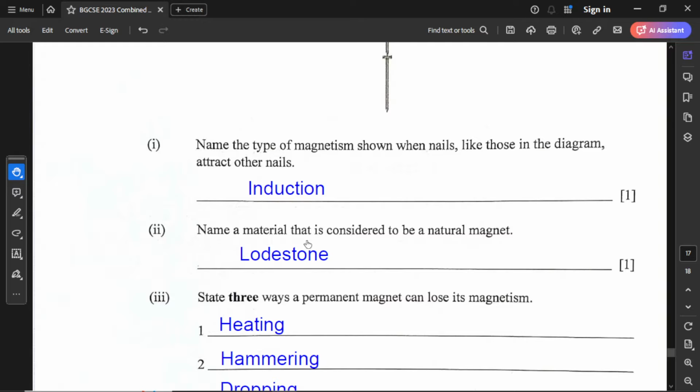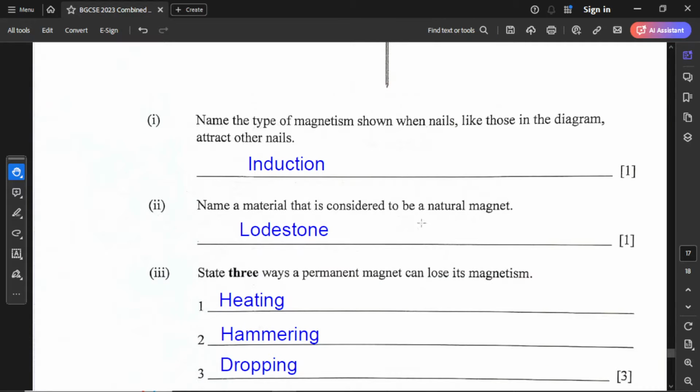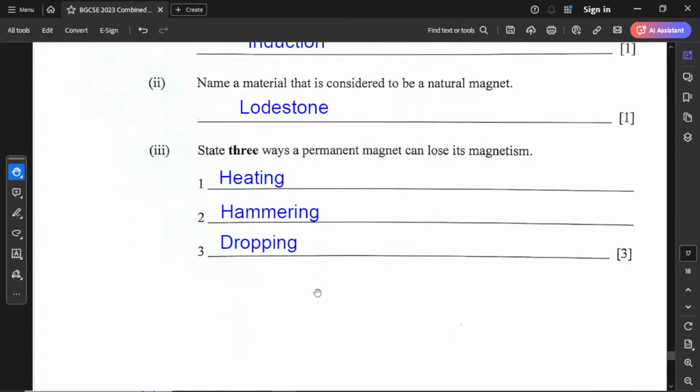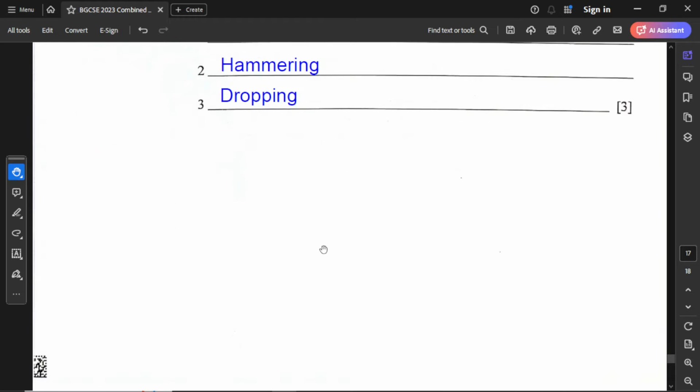Name a material that is considered to be a natural magnet, and it is called lodestone. Notice how lodestone is spelled. And for part 3, state 3 ways a permanent magnet can lose its magnetism, and one is by applying a lot of heat, high heat, not just any heat. Hammering, which is beating the magnet, can also cause that, and dropping the magnet quite often can also cause it to lose its magnetism as well.